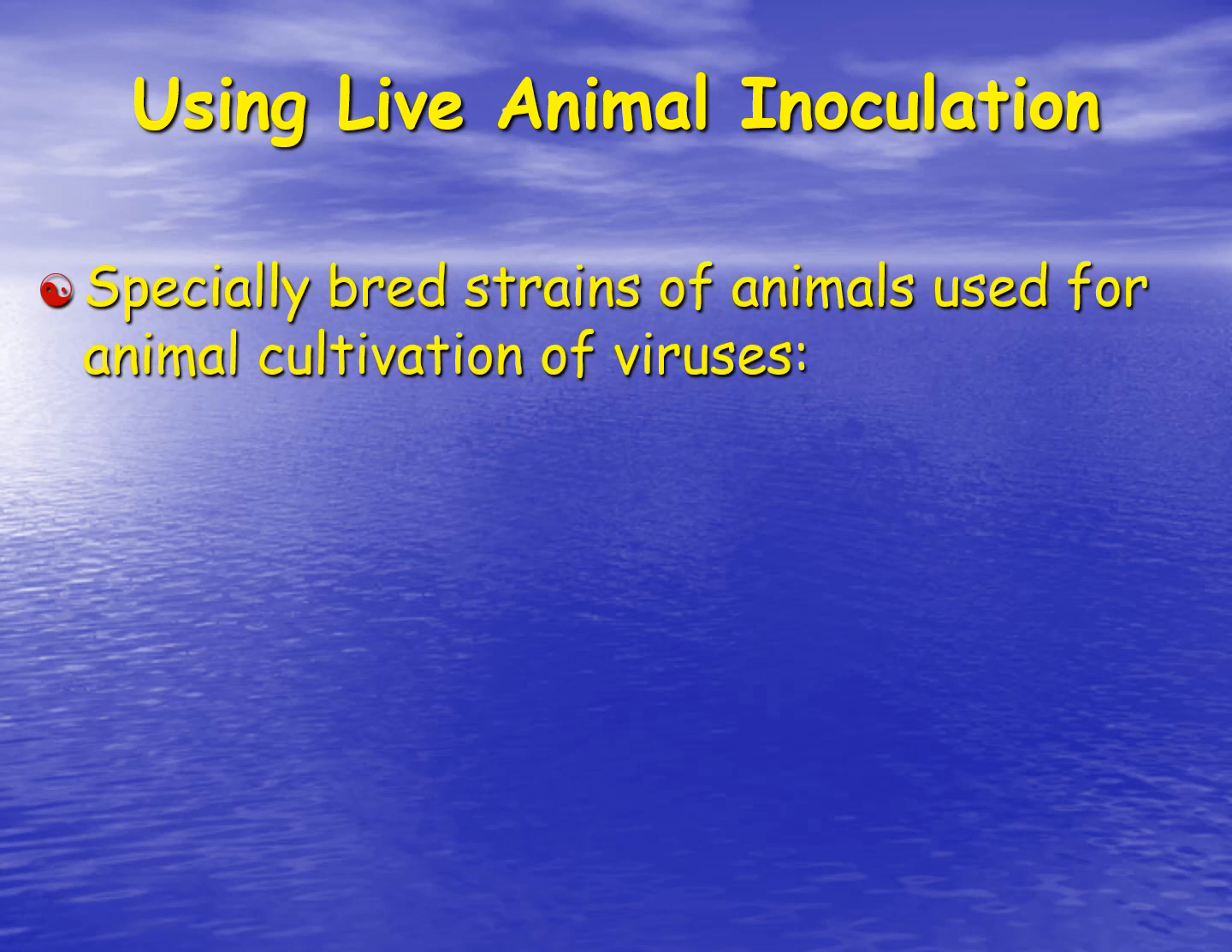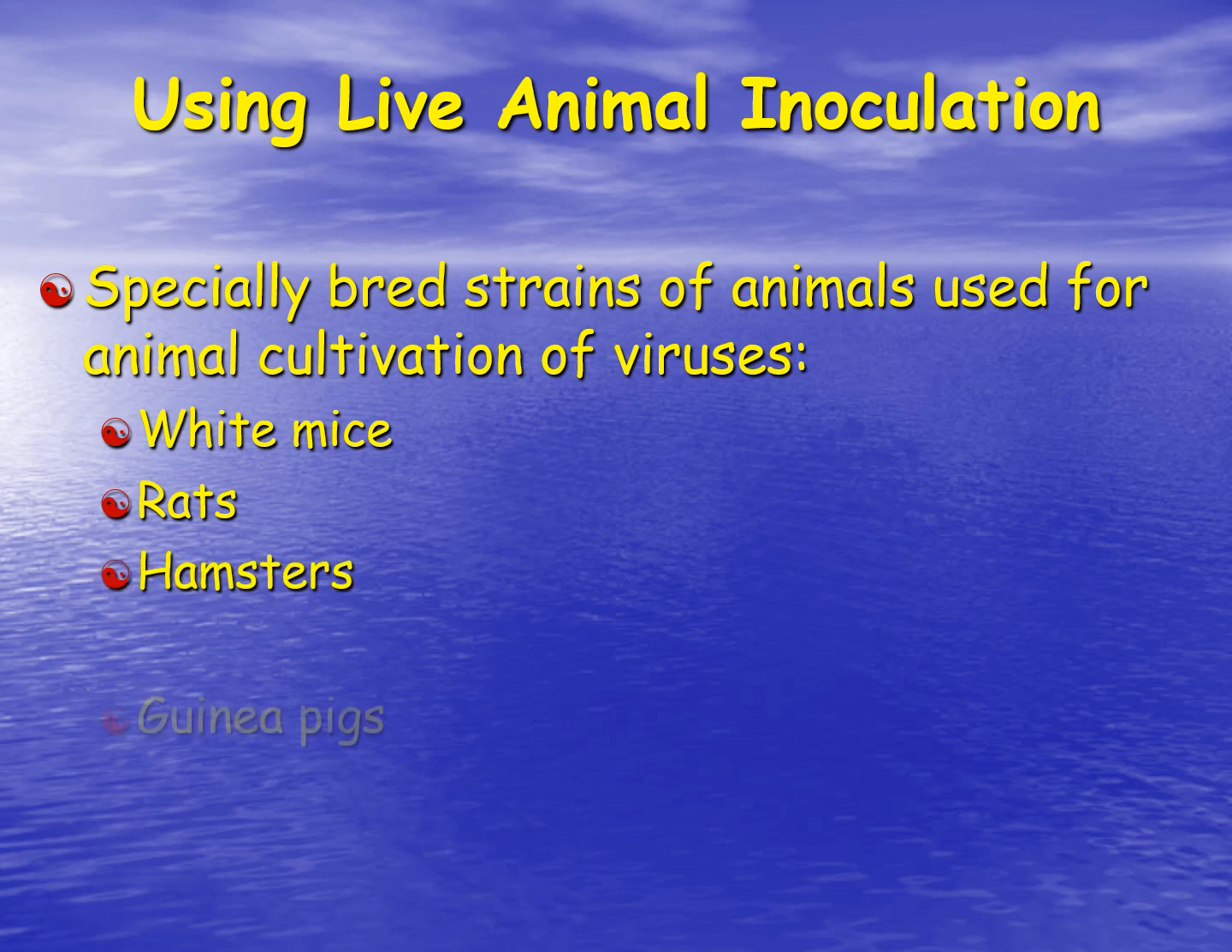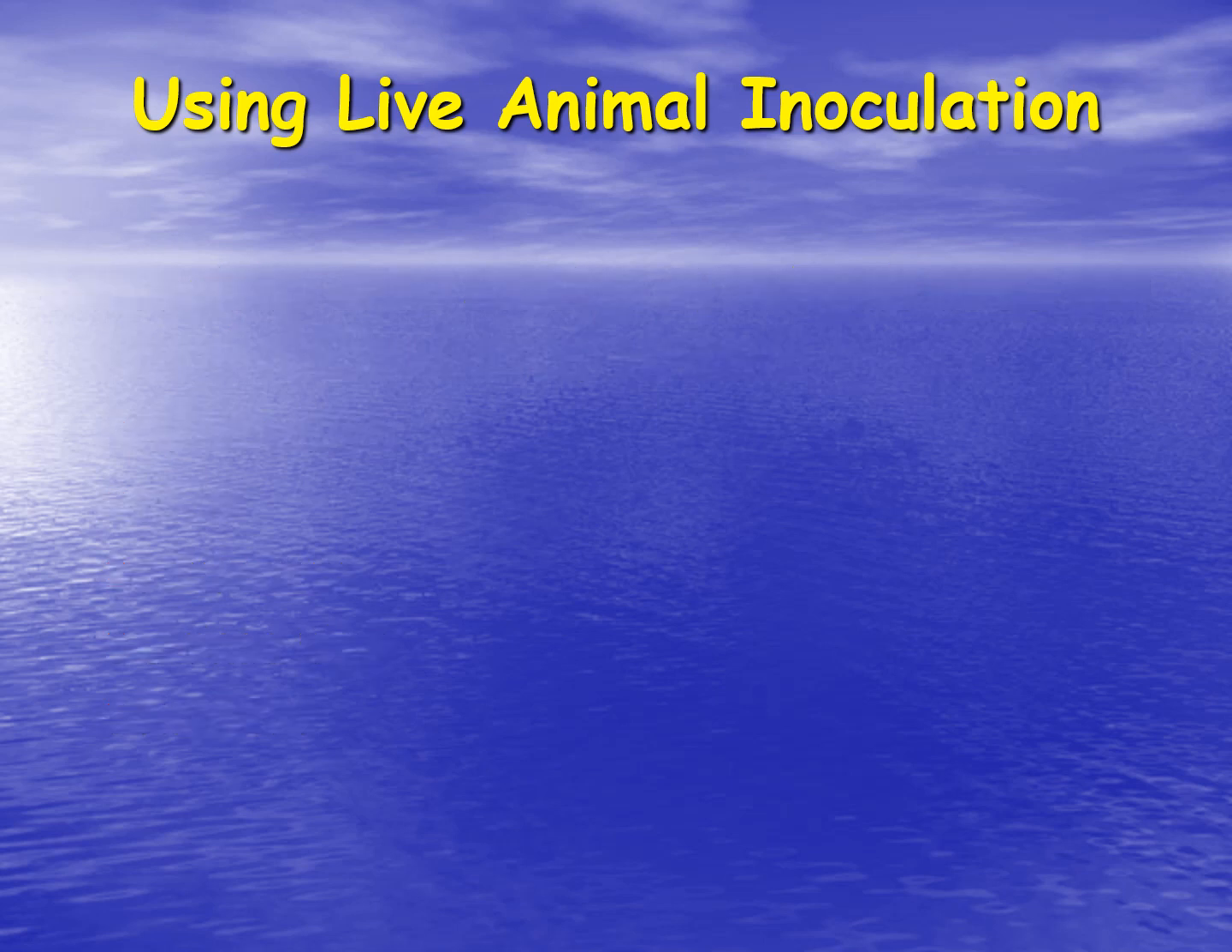Specifically bred strains of animals are typically used for animal cultivation of viruses so that we know the genome of the animals that we are using. Historically, we've used white mice, rats, hamsters, and even guinea pigs. Some rabbits have been bred for viral application as well. In fact, Louis Pasteur used rabbits to produce that first rabies vaccine.